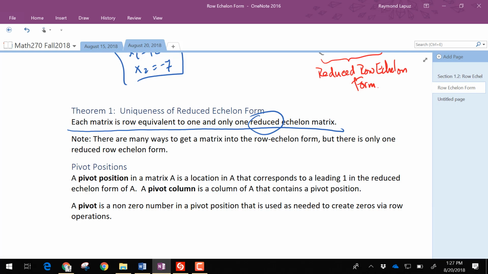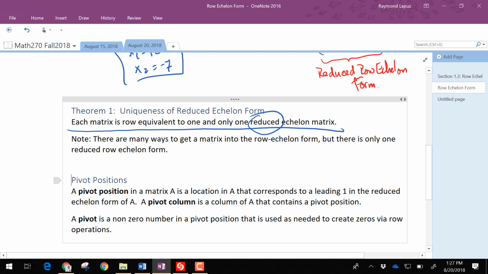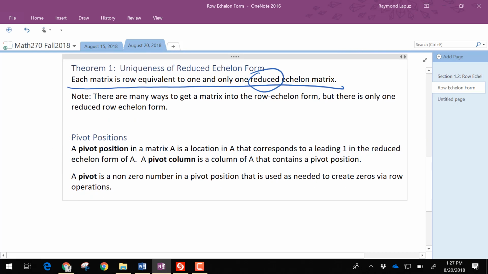And here they talk about pivot positions. As we're doing the row reduction, we're going to be talking about pivots. A pivot position in matrix A is a location in A that corresponds to a leading one in the reduced row echelon form. Even if you're not all the way to reduced row echelon form, if you're just in regular row echelon form, you can identify the pivot positions. A pivot column is a column in A that contains a pivot position.